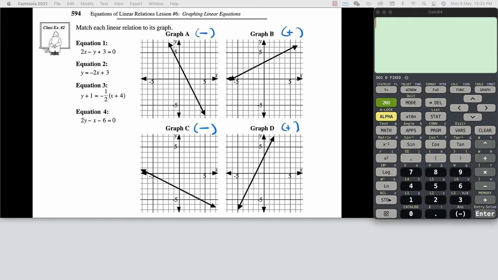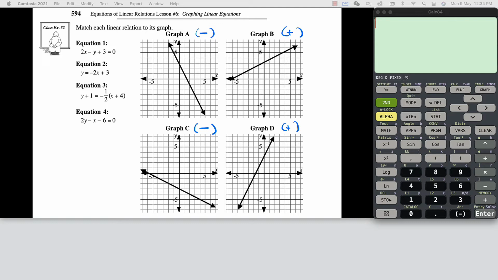Okay, so I can use that when I'm determining which of equations 1, 2, 3, and 4 match with which of graphs A, B, C, and D. So the other thing we can get on these graphs is the slope.